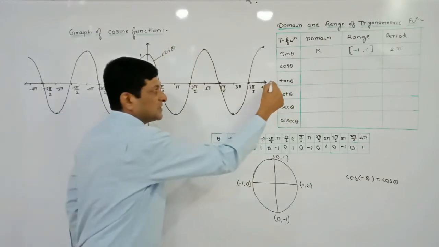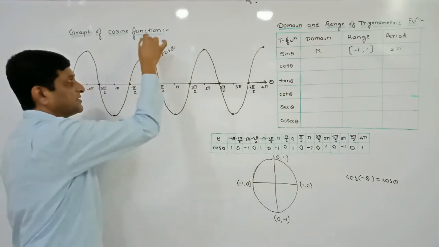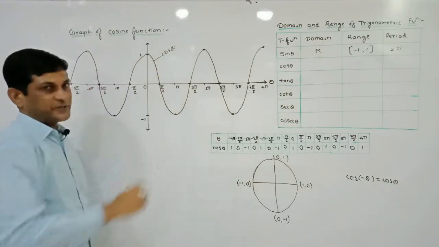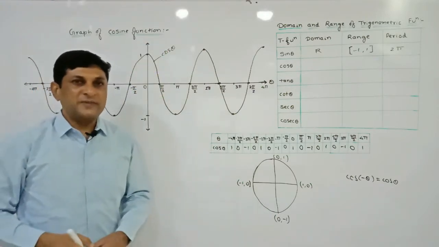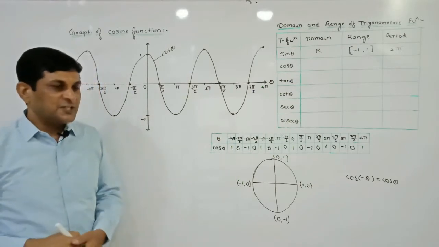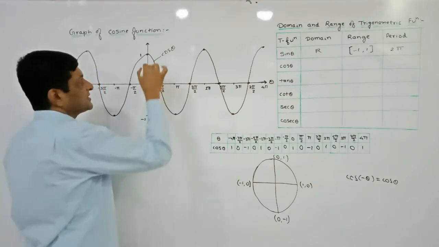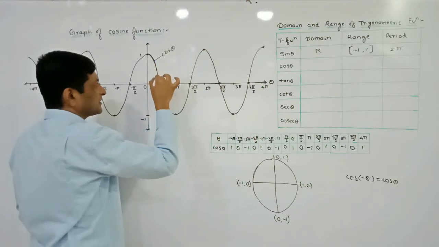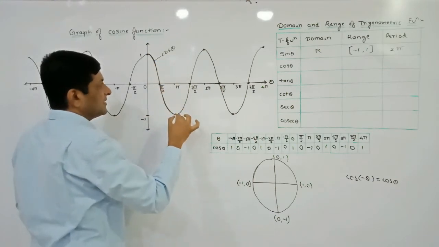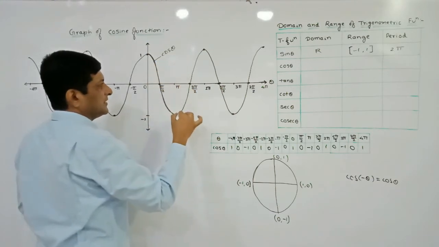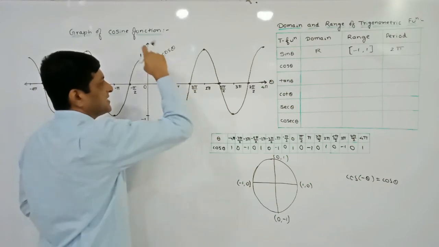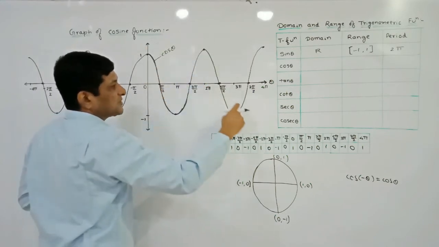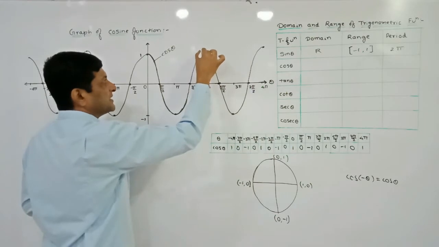On the x-axis we have considered the value of theta, and on the y-axis we have considered the value of cos theta. By observing this graph we have to check whether the function is periodic or not. If you observe this part of the graph, check whether the same values are repeating. Again the same values are repeating, again the same values are repeating, isn't it?